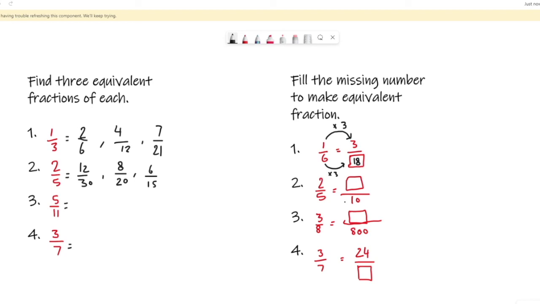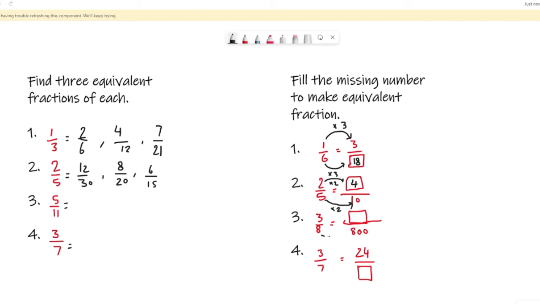Now question number 2, you see the denominator is given this time but not the numerator, so you'll figure out how your 5 became 10. 5 times 2 is 10. You'll do the same thing with the 2. 2 times 2 will give you 4 over 10.